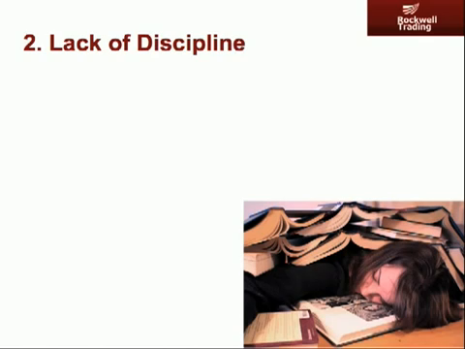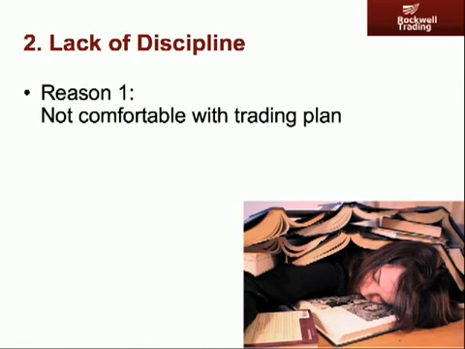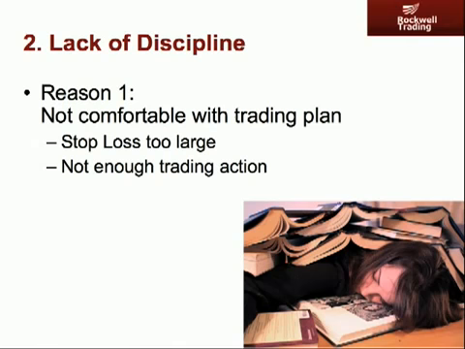Reason number 2 why traders lose money is the lack of discipline. And you see, many traders have a trading plan, but they don't follow the trading plan. So why is that? Actually, there are 2 reasons for it. Reason number 1 is that traders are not comfortable with their trading plan. This can be for a variety of reasons. For example, the trading plan calls for a stop loss that is too large for your trading account, or it doesn't have enough trading action, or it specifies the wrong trading times.